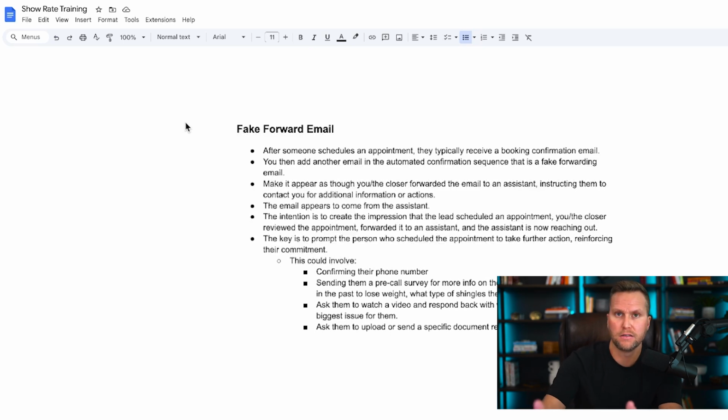You could obviously say this in the email, but hey, let me know what the biggest problem is because we have a bunch of assets that we can then provide you on the call, right? And then ask them to upload a specific document that's related to the call itself. A lot of times, like insurance people will do that.